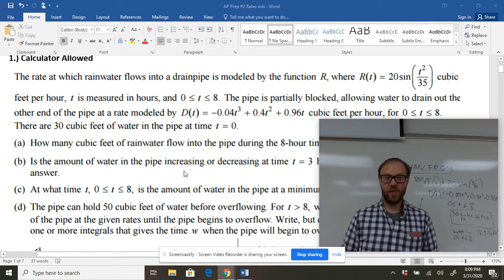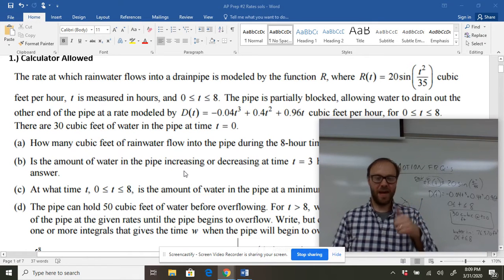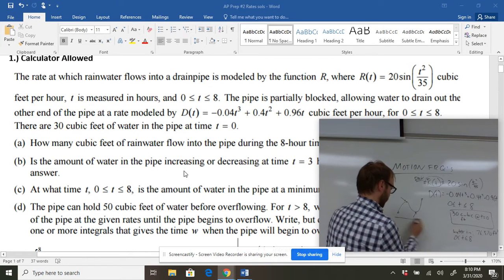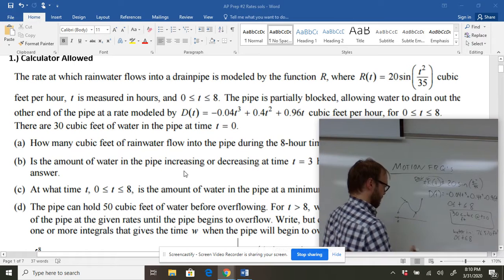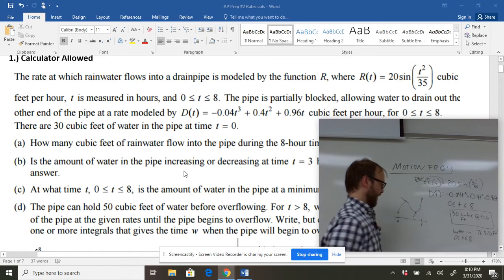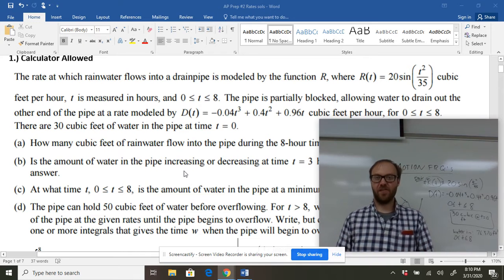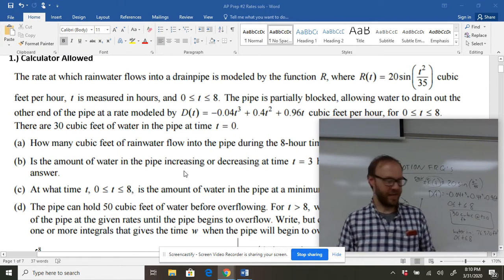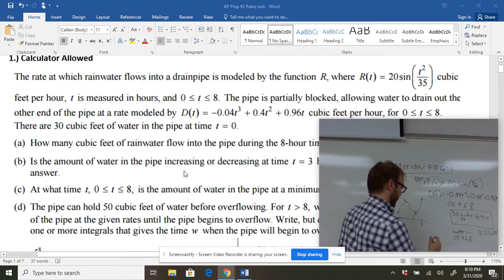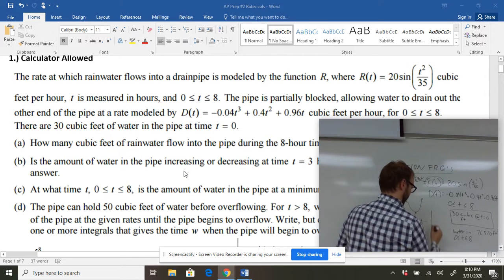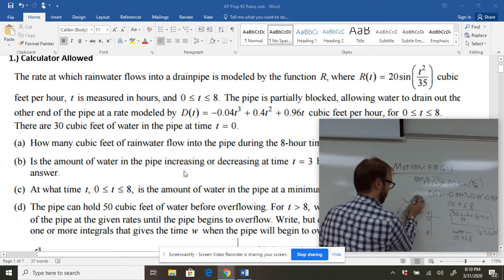So the point here is we need to figure out how much water was in the pipe at the endpoints. How much water was in the pipe at t equals 0, how much water was in the pipe at t equals 8, and if there are any places where the derivative is 0, we need to figure out where those are too. So 0 and 8, that'll be pretty easy to check. But we need to check the amount at any relative minimums or maximums as well.